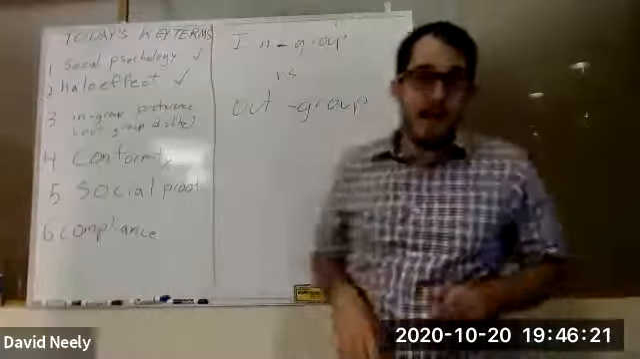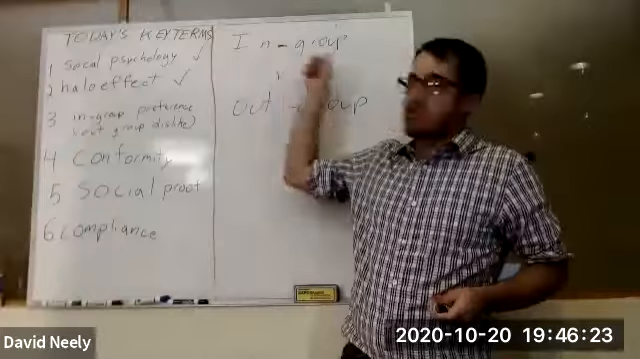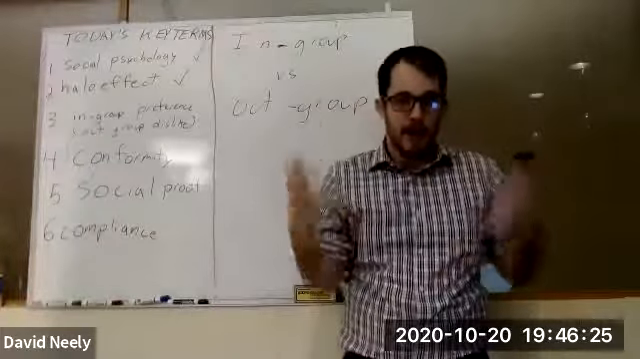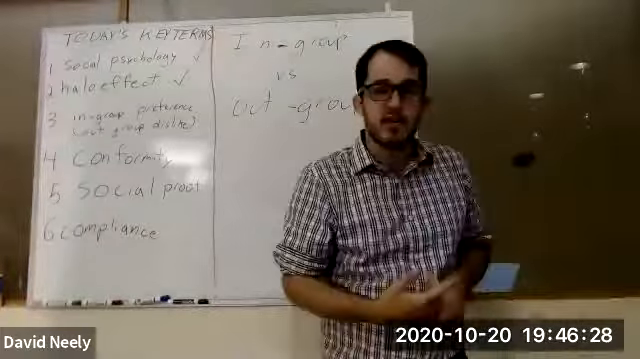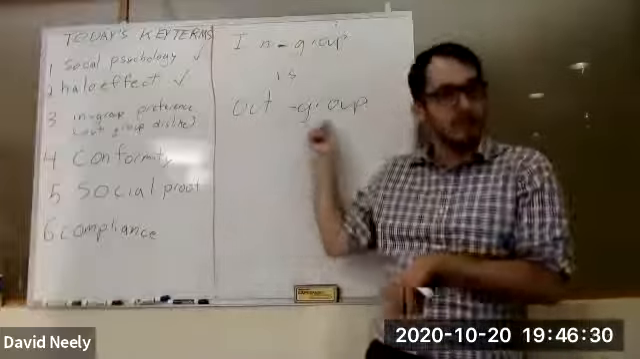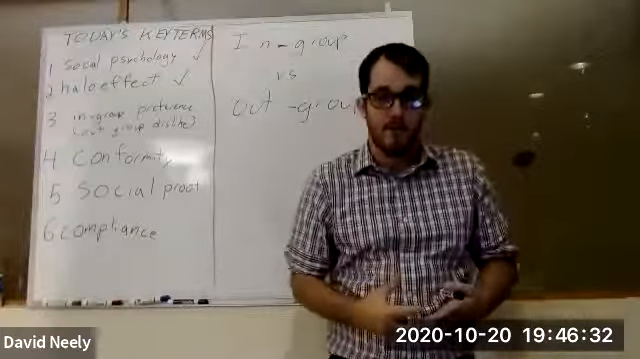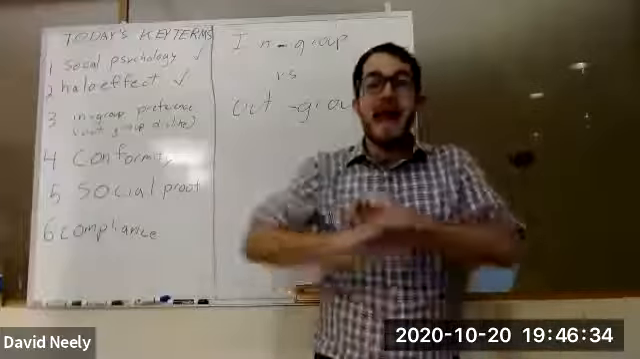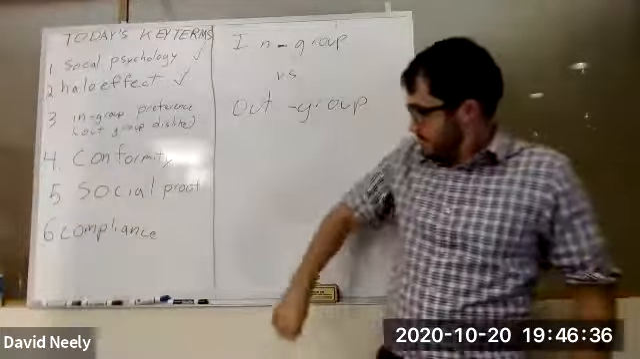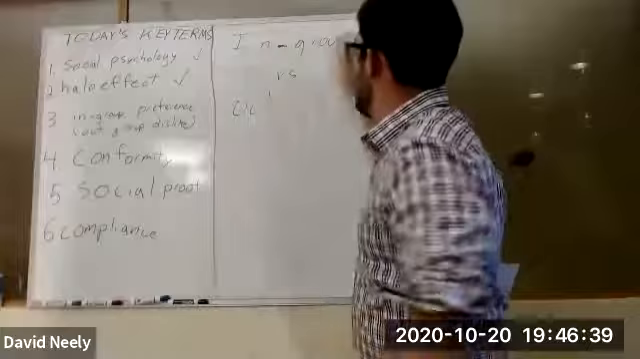So if you're a Democrat, your in-group relative to your politics is the Democratic Party. If you're an independent, your in-group is no party. If you're a Republican, your in-group is the Republican Party. And then the out-group is going to be everybody else. So that's what we mean by in-group and out-group.